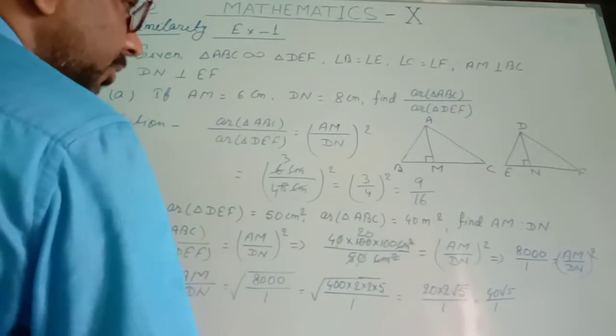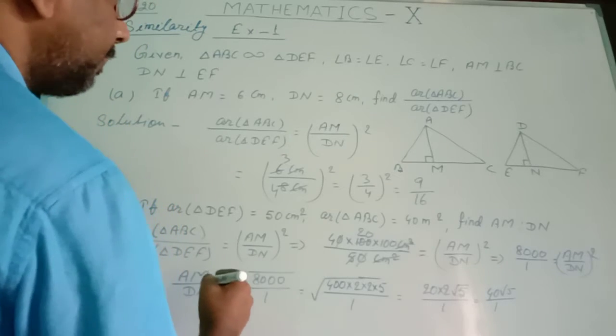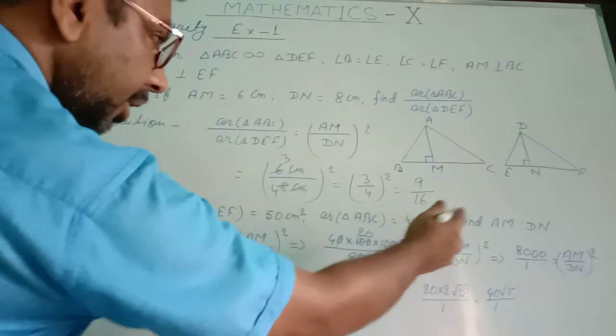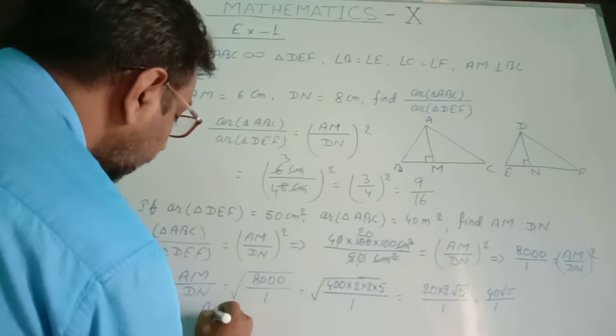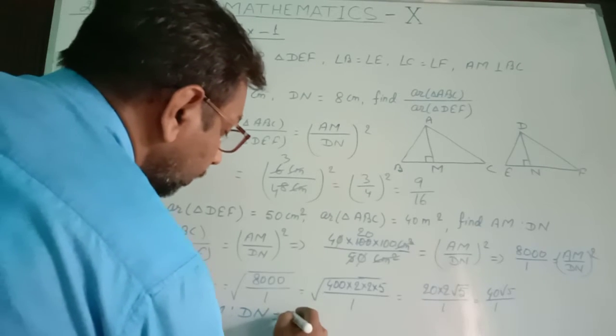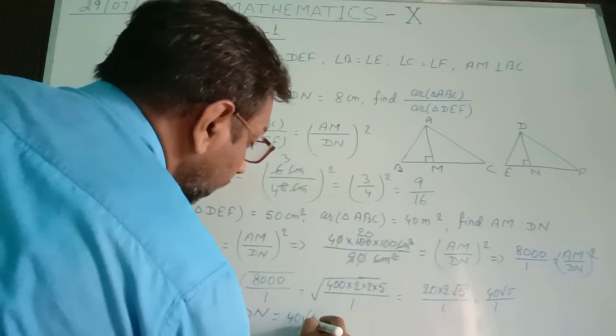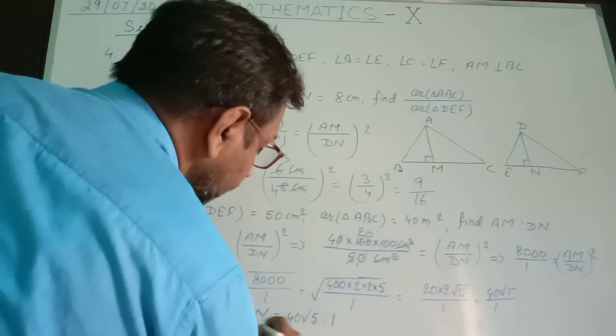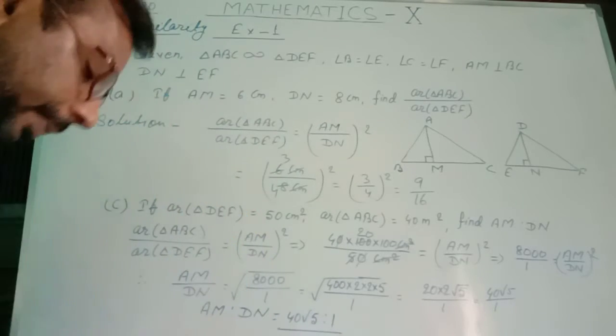AM by DN equal to this much. Here, what was the question? You write that again. We are asked to find AM is to DN. AM is to DN, that is equal to 40 root 5 is to 1. This became the answer.